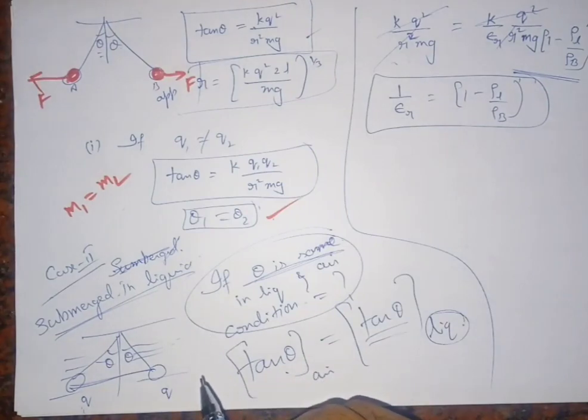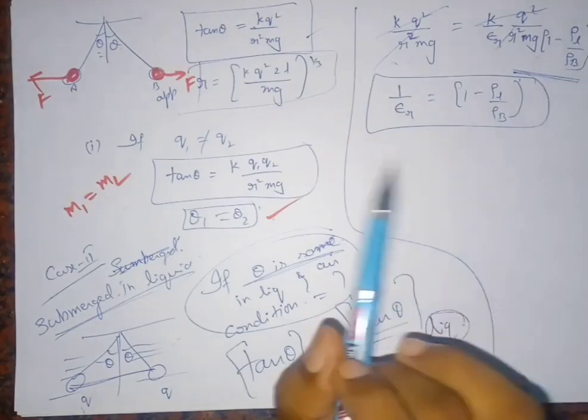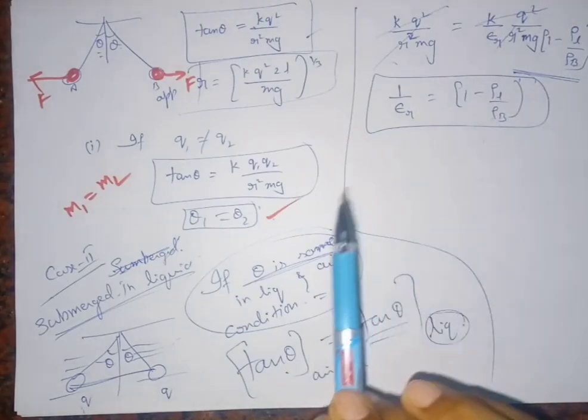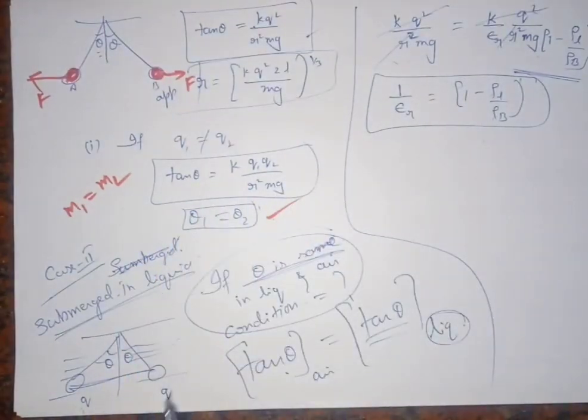In order to have same theta even when it is submerged in a liquid. So when it is submerged in a liquid, not only electric force changes, but the gravitational force mg also changes because there is a buoyant force. And from buoyancy, this is the expression for weight of the body in liquid: density of liquid by density of body, rho L by rho B. Body is nothing but the bob of the pendulum. Okay, that's a condition. You can use the condition directly.